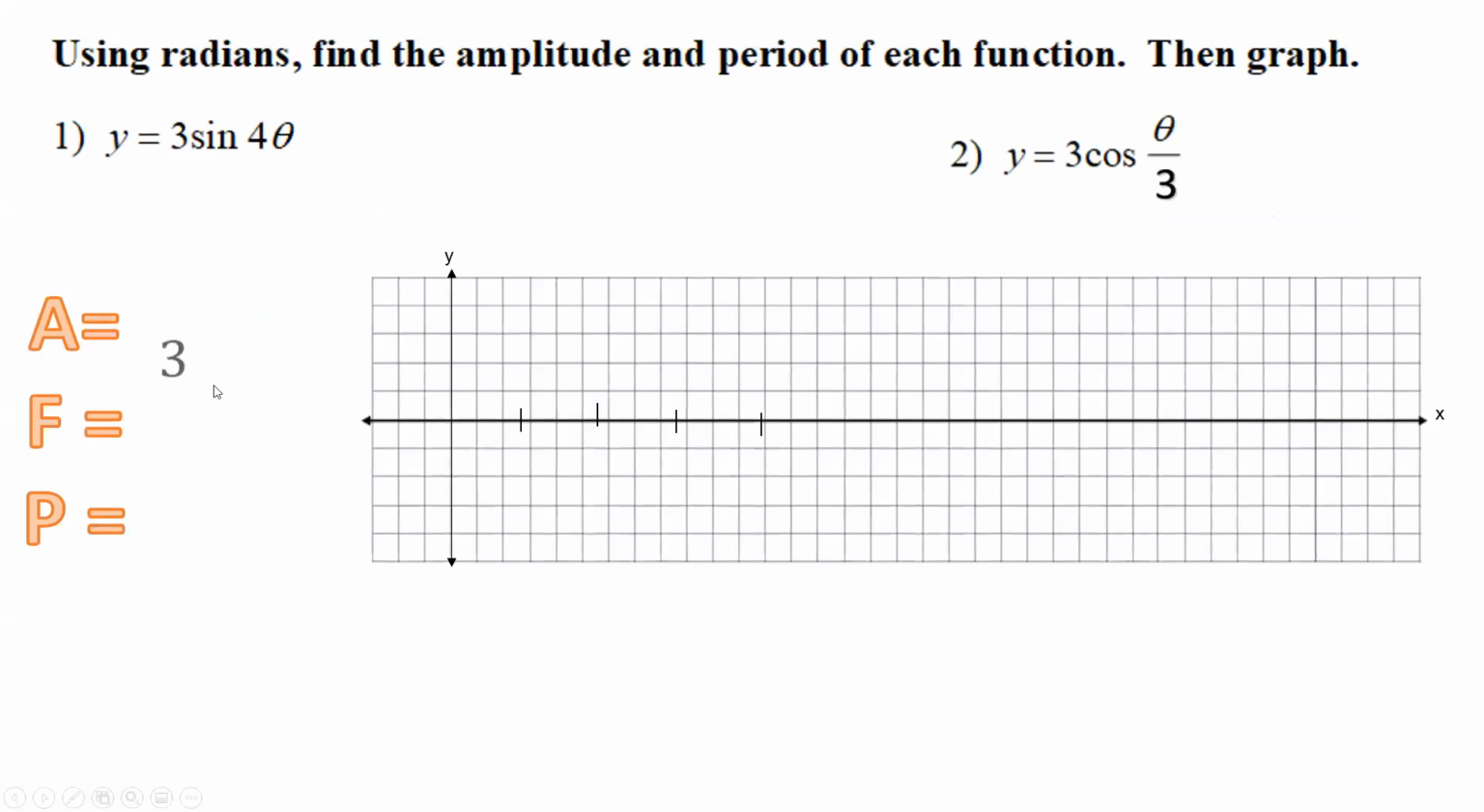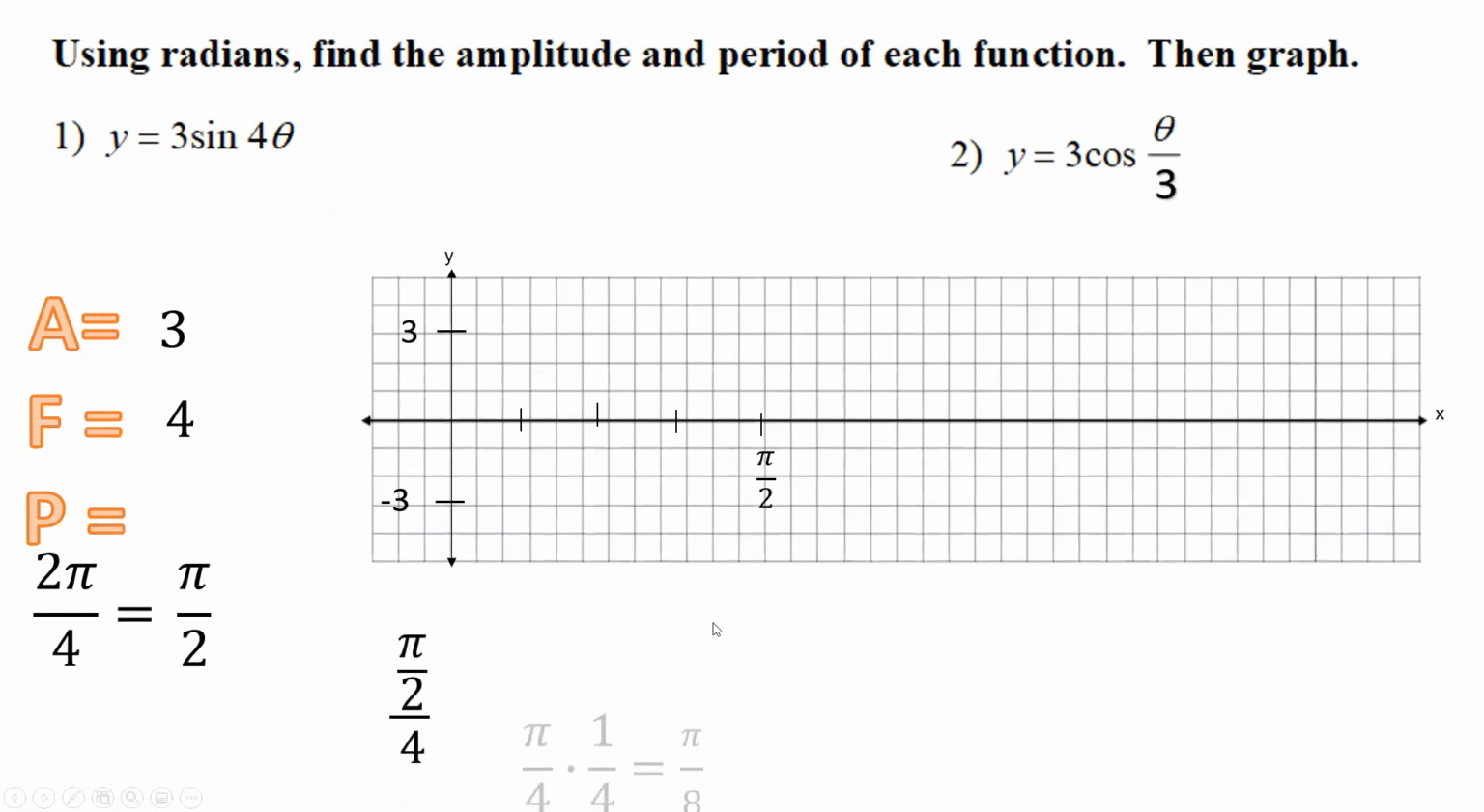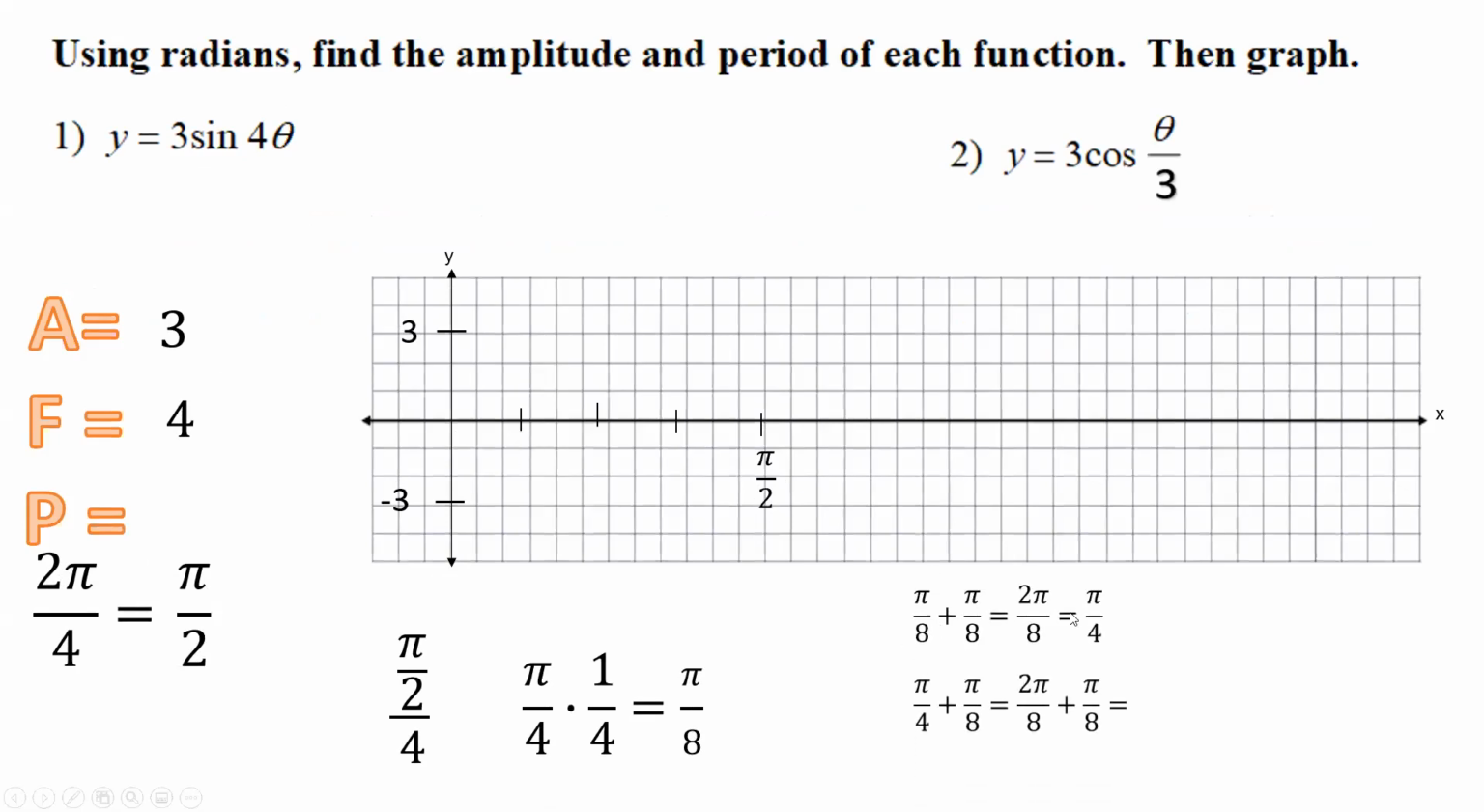First question, we got an amplitude of 3, so your y-axis should be +3, -3. Frequency is 4. 2 pi over 4 means my period is pi over 2, so that's going to pop out over here. Dividing that by 4, I end up having to go by eighths. So pi over 8 for your first one. If you add pi over 8 and pi over 8, you get 2 pi over 8, which is pi over 4. So here we go. Here's all the fraction work for me coming up with my intervals if you need to pause. But your correct interval should be pi over 8, pi over 4, 3 pi over 8, and pi over 2.